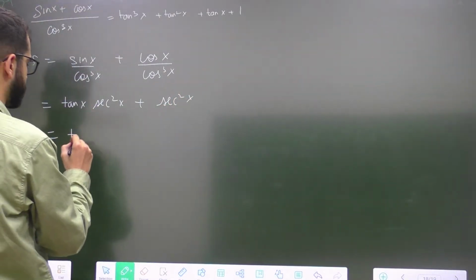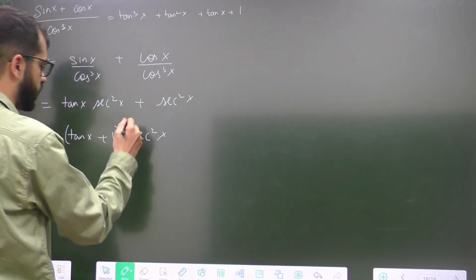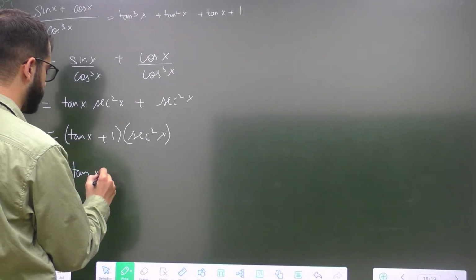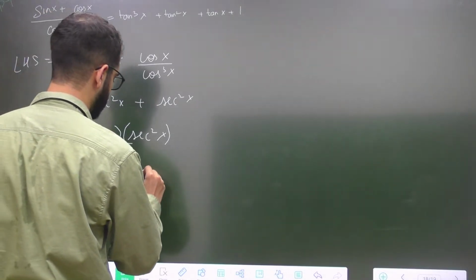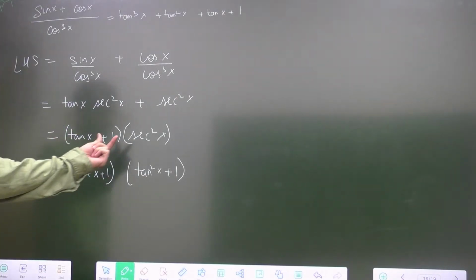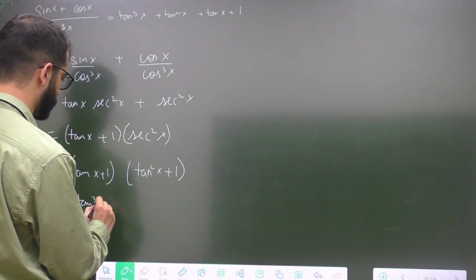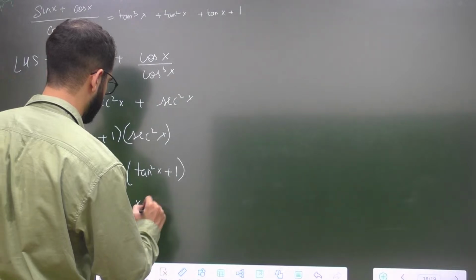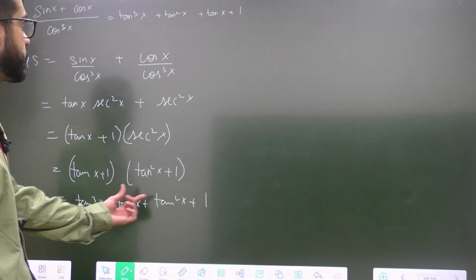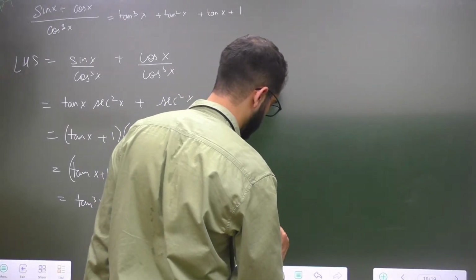So now I can say it is tan x plus 1 multiplied with sec square x. Now sec square x can be written as tan square x plus 1. So I'm going to write tan x plus 1 multiplied with tan square x plus 1. So now I have tan x plus 1 and I have tan square x plus 1. I'll take tan x and distribute it over the term. This will become tan cube x plus tan x plus tan square x plus 1. Tan cube x plus tan square x plus tan x plus 1. This is equal to RHS. Hence proved.